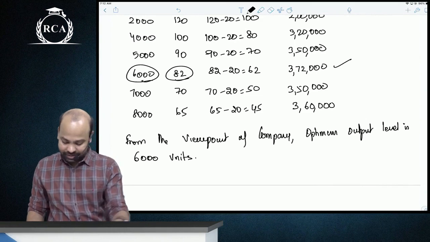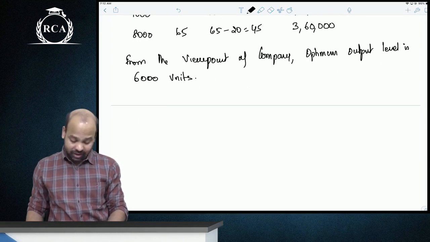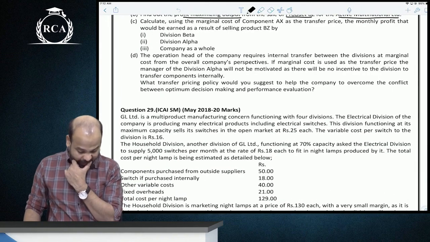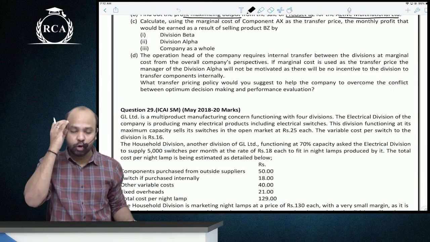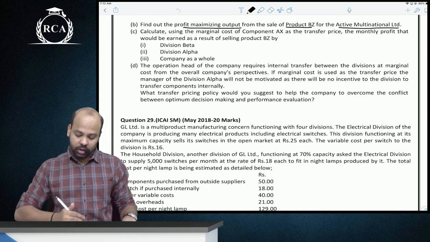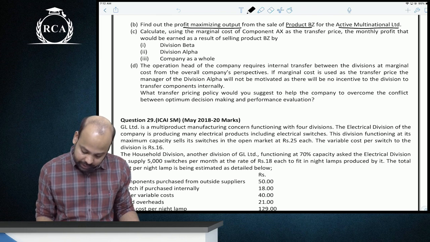The third bit, guys, now. Third bit of the question. In case you're not done with it, please pause and do it. Calculate using the marginal cost of component AX as the transfer price the monthly profit that would be earned as a result of the selling price by product BZ.